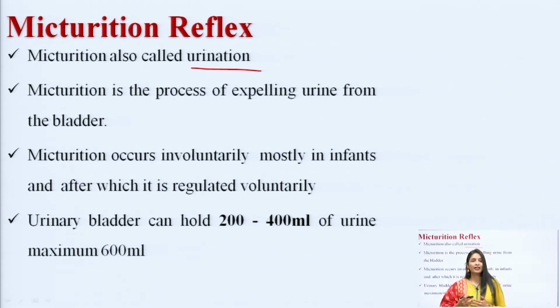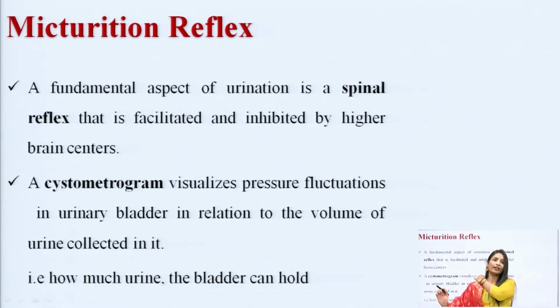Okay. What is the capacity of the urinary bladder, that is, how much urine can it hold? The bladder can normally hold 200 to 400 ml, and the maximum it can carry is 600 ml of urine. So let me see the micturition reflex. As I just said, it is a spinal reflex that is facilitated or inhibited, meaning blocked, by the higher centers.